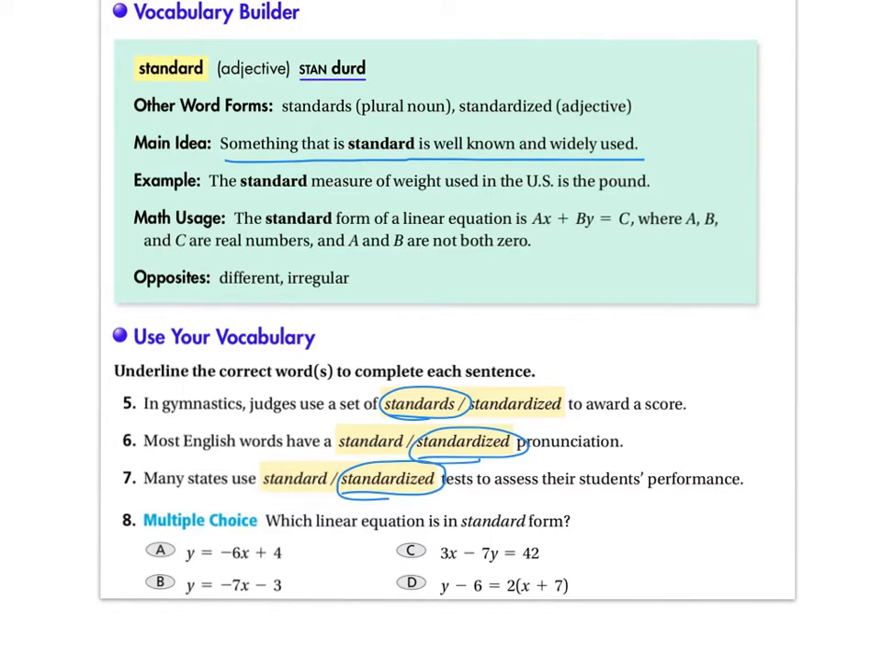So the question is, which linear equation is in standard form? We know slope-intercept form is y equals mx plus b. So A is in slope-intercept form, and B is in slope-intercept form. So the linear equation that is in standard form is C. D is in point-slope form.